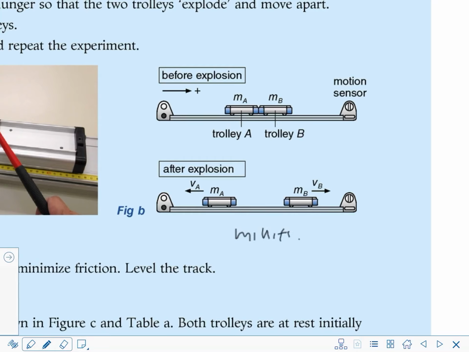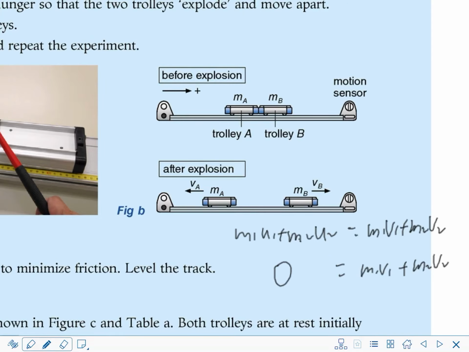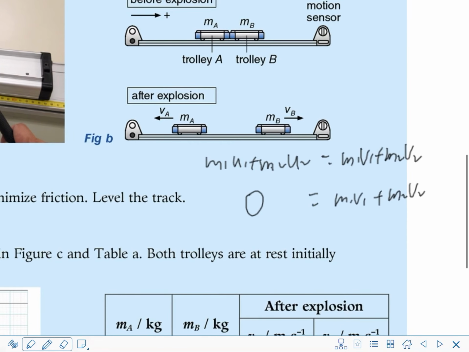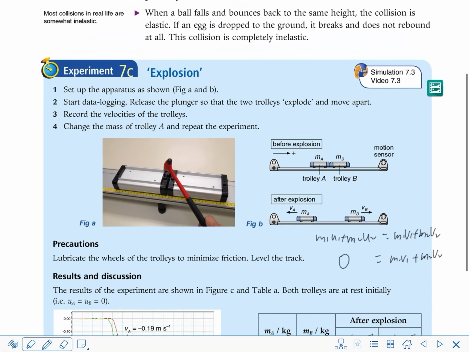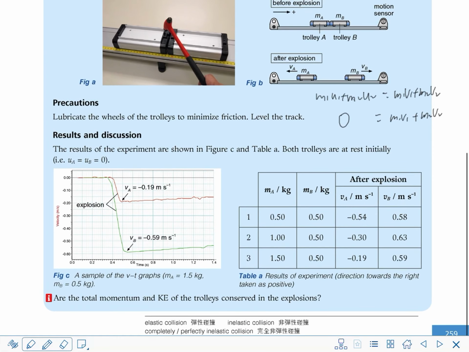What do you think about the total momentum before the explosion? m1 u1 plus m2 u2, that is very easy, 0, equal to m1 v1 plus m2 v2. So we can find out the speed after the explosion. If they have the same masses, they will have the same speed. And we can also find out the speed after the explosion if we know the masses.